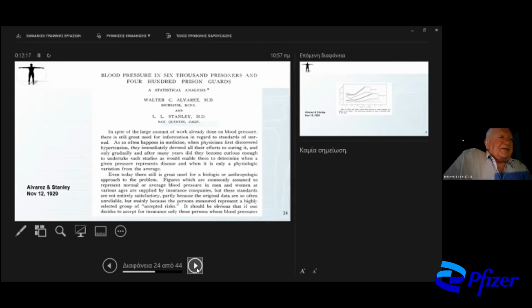Very interesting publications by Alvarez and Stanley, published in 1929. Alvarez was a physician from Rochester, and Stanley was the chief medical officer of San Quentin prison, very famous prison in America, in which the most dangerous criminals were imprisoned. And he had thousands of subjects and could measure blood pressure to all of them, and this is what he did.